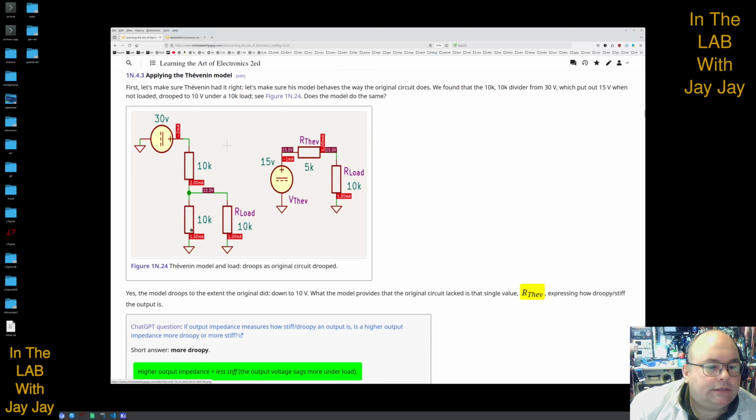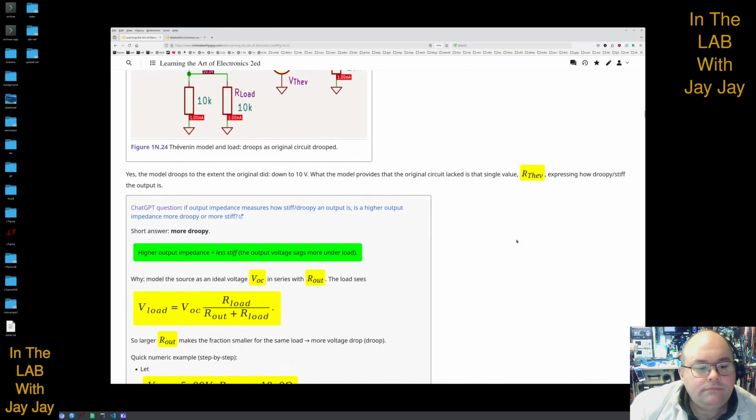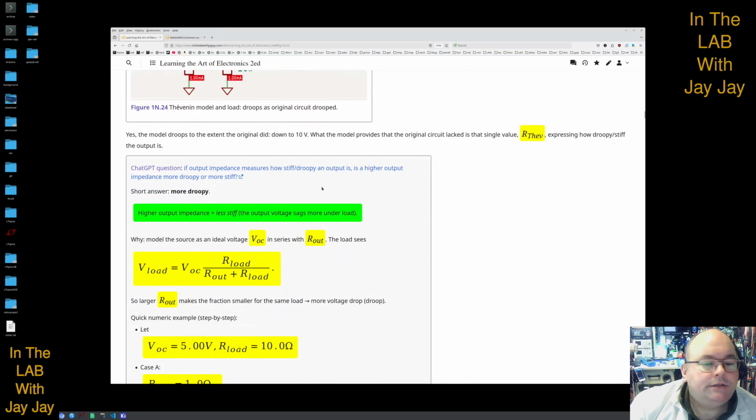So here's our circuit with its load, and then here's the Thevenin model with the load. And yes, the model droops to the extent the original did, down to 10 volts. So it's 10 volts here and it's 10 volts here. What the model provides that the original circuit lacked is that single value, the Thevenin resistance, which expresses how droopy or stiff the output is. Then we asked ChatGPT another question.